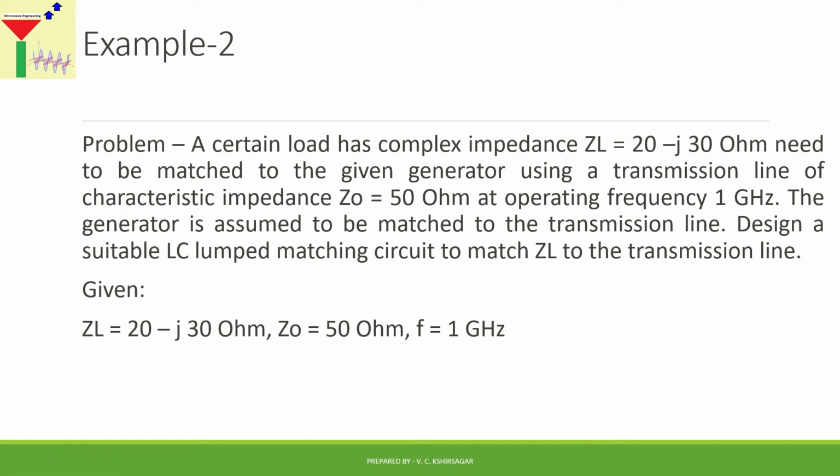So here we observe that our aim is to design an impedance matching circuit using lumped components, that is, by using an inductor and a capacitor in a specific L-shaped configuration, right? The given information is the complex load impedance, 20 minus j30, the characteristic impedance of the transmission line, 50 ohm, and the operating frequency, 1 gigahertz. So what we do first is practically solve this example on the Smith chart.